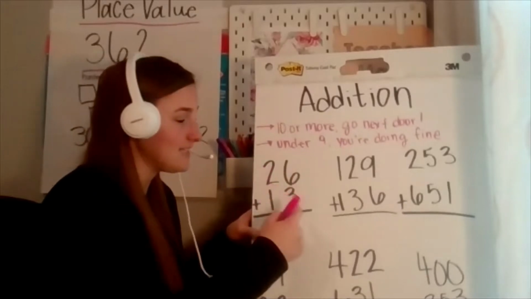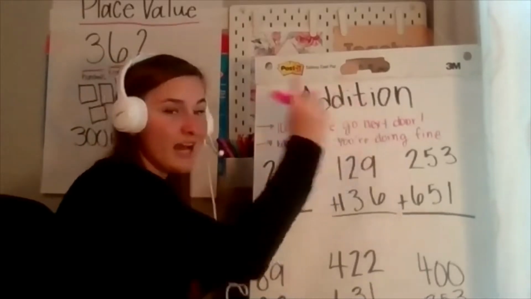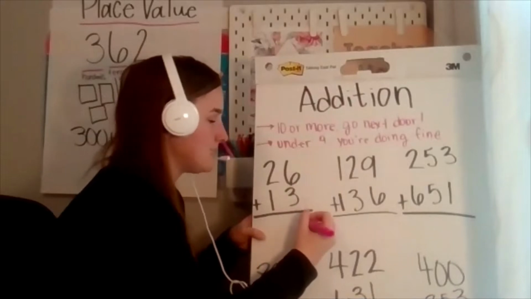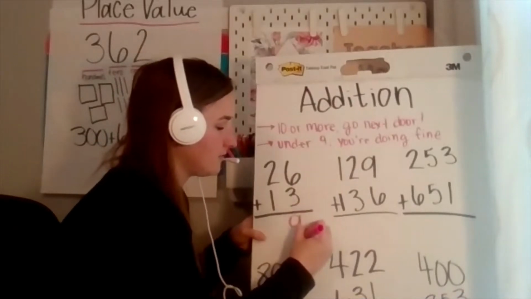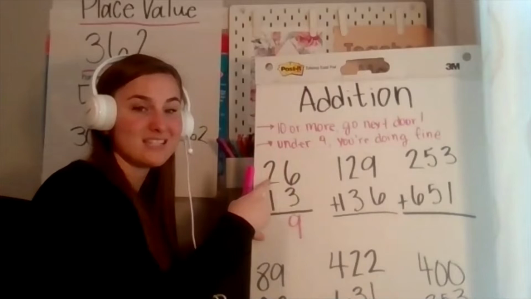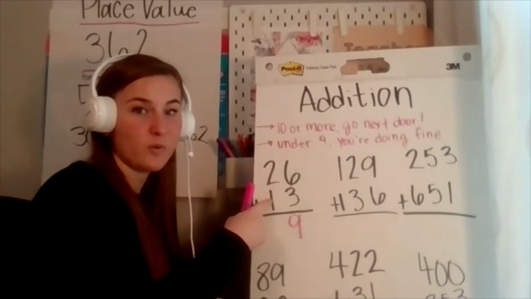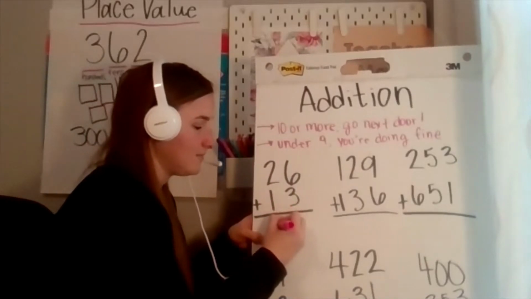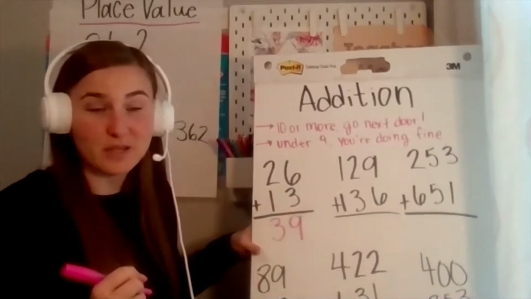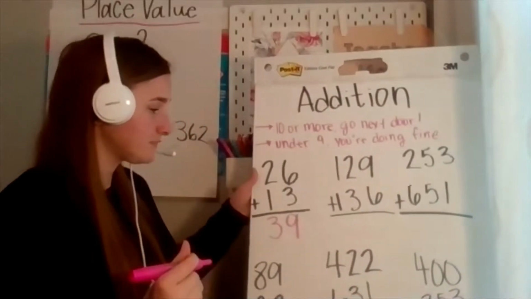6 plus 3 is 9. So if it's under 9, you're doing fine. I don't need to take anything next door. And then next we go to the tens place. 2 plus 1 is 3. I did not have to do any regrouping in that problem.